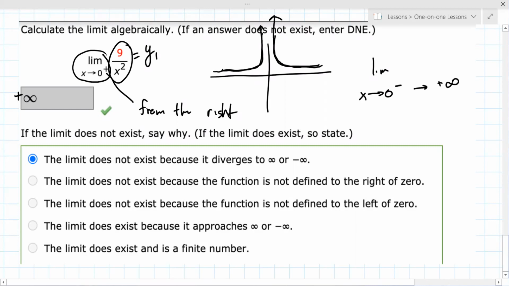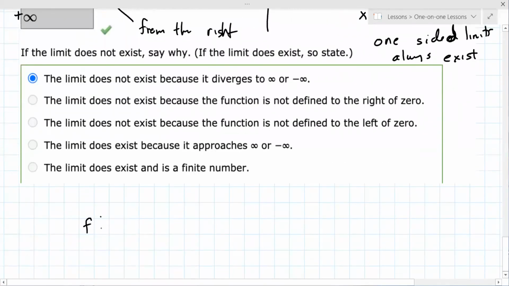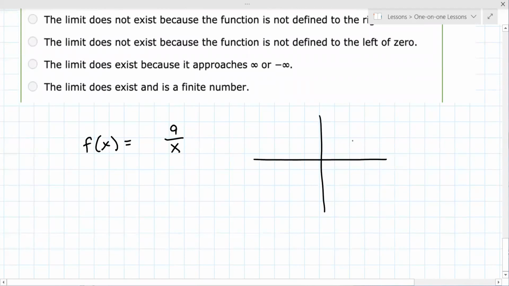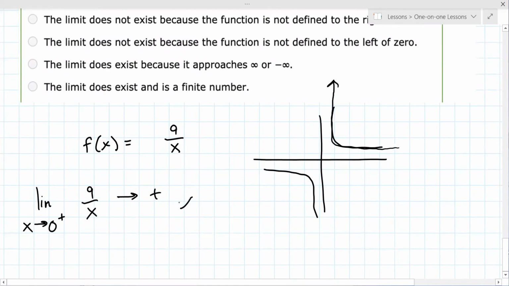It doesn't always, but this is very important. What I'm about to say is that these are what are called one-sided limits. One-sided limits always exist. You always get a number or infinity, but there is a case, and I'll just change this slightly. Let's say your function is 9 over x. If you were to graph that, it looks like this and like this. So the limit as x approaches 0 from the right, 9 over x from the right means I'm coming from the right, it goes to positive infinity.